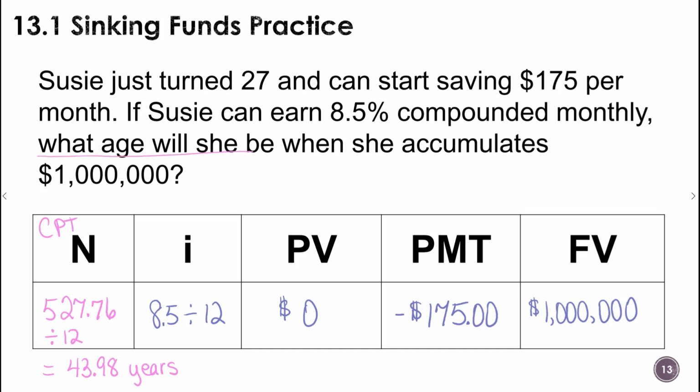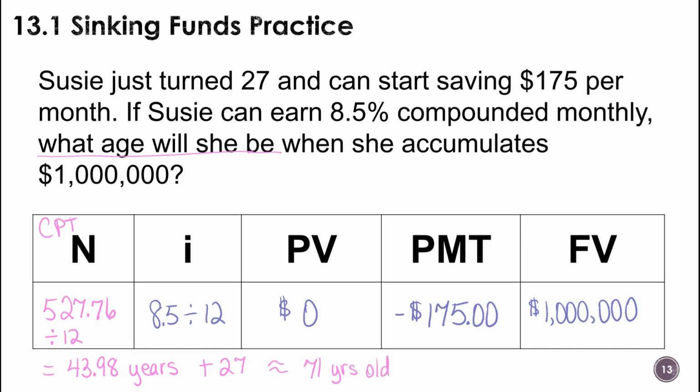Now we're going to add that to 27 because we said what age will she be? Okay, I guess I should underline the B. So we add that to 27. I'm going to just round that a little bit, and she would be 71 years old when she had $1 million.